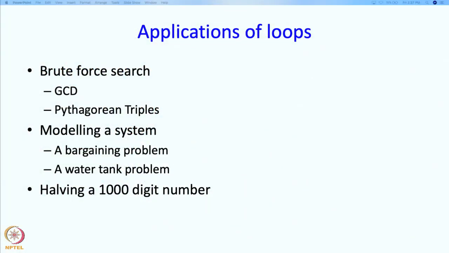Modeling such systems is a very important use of computers, and we will see that just by using a single loop, you can do a lot. You can model systems very nicely. And then we will consider a problem relating to computer arithmetic. We will talk about arithmetic on integers which have many digits. As you know, such integers cannot be easily processed. So we will see what kinds of things need to happen for us to be able to process such large integers.